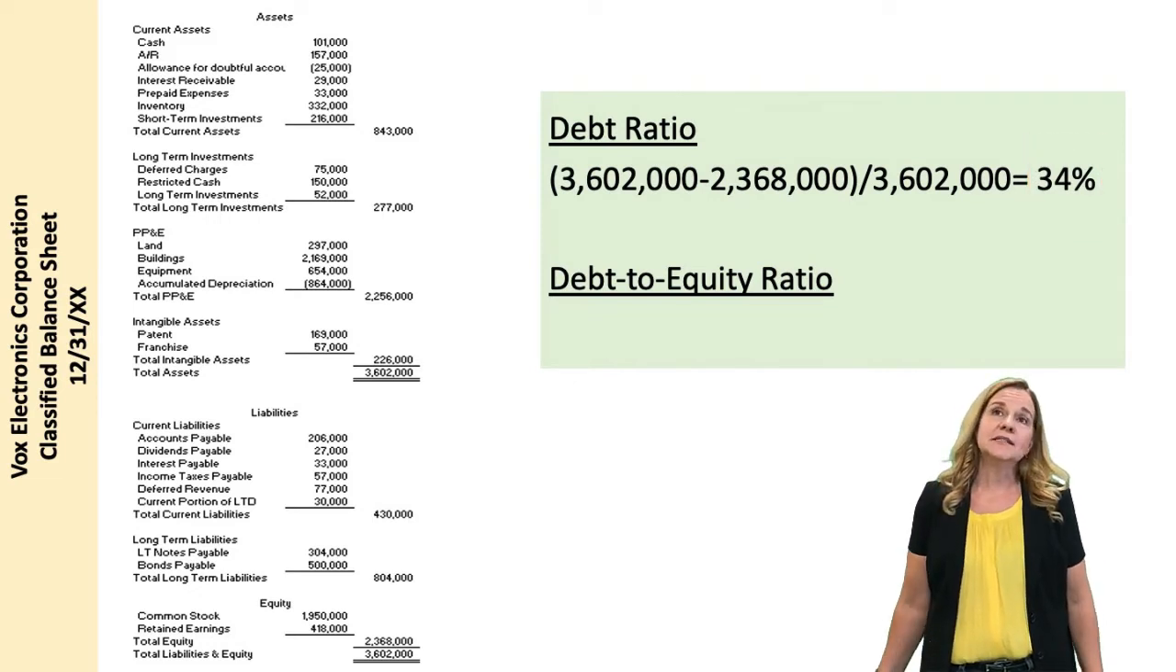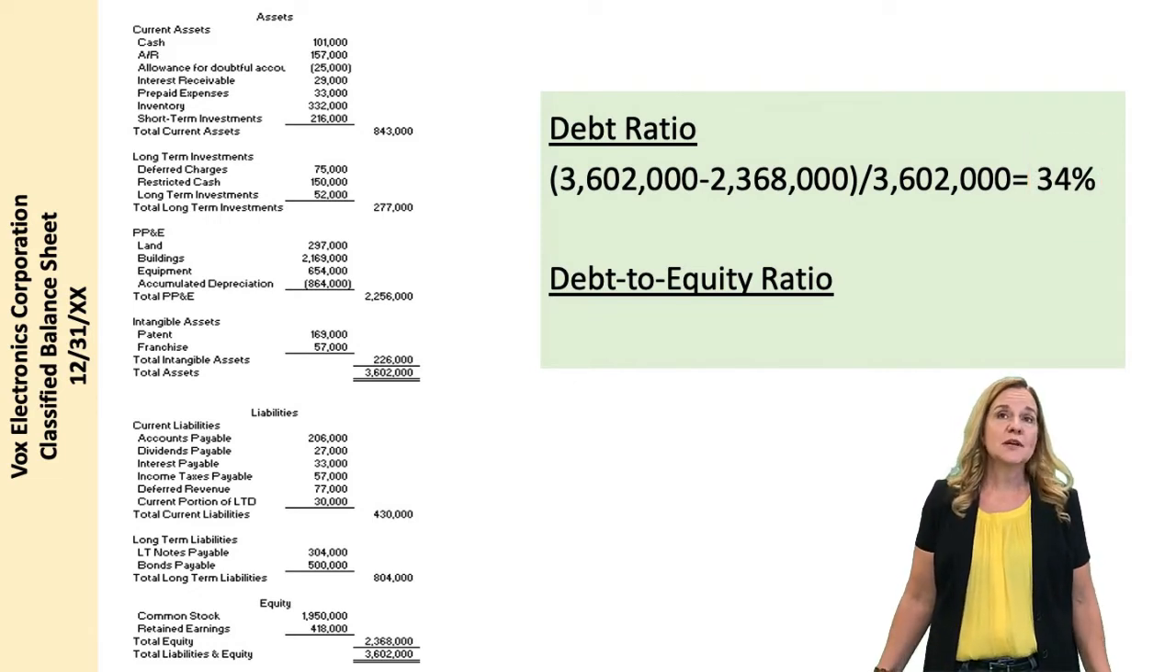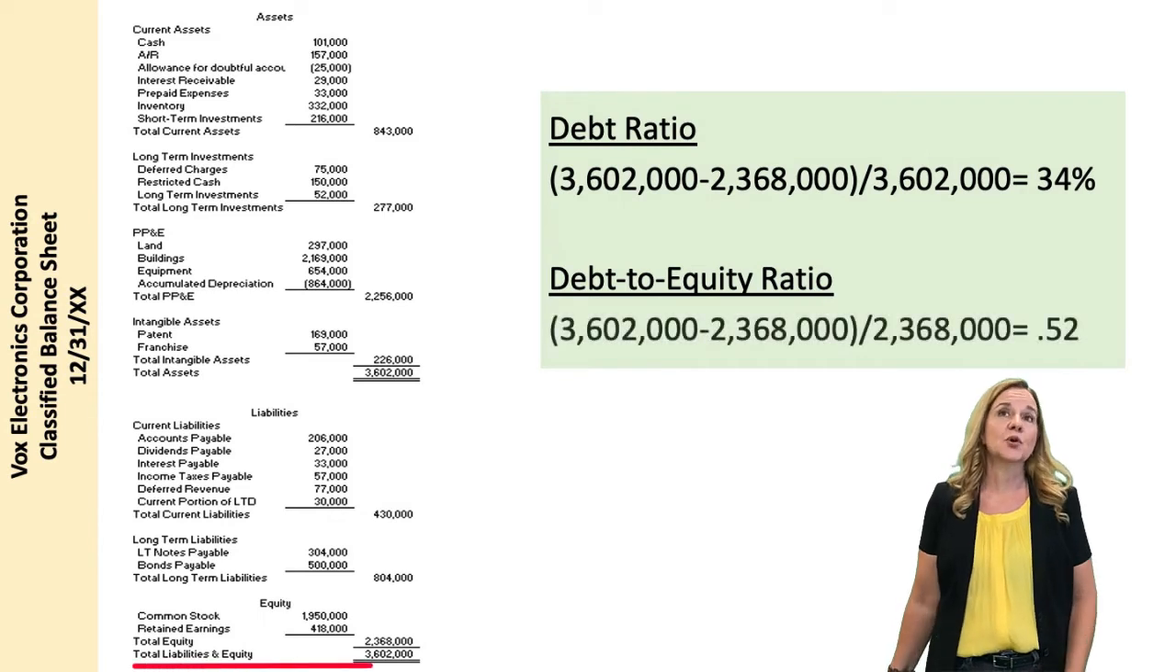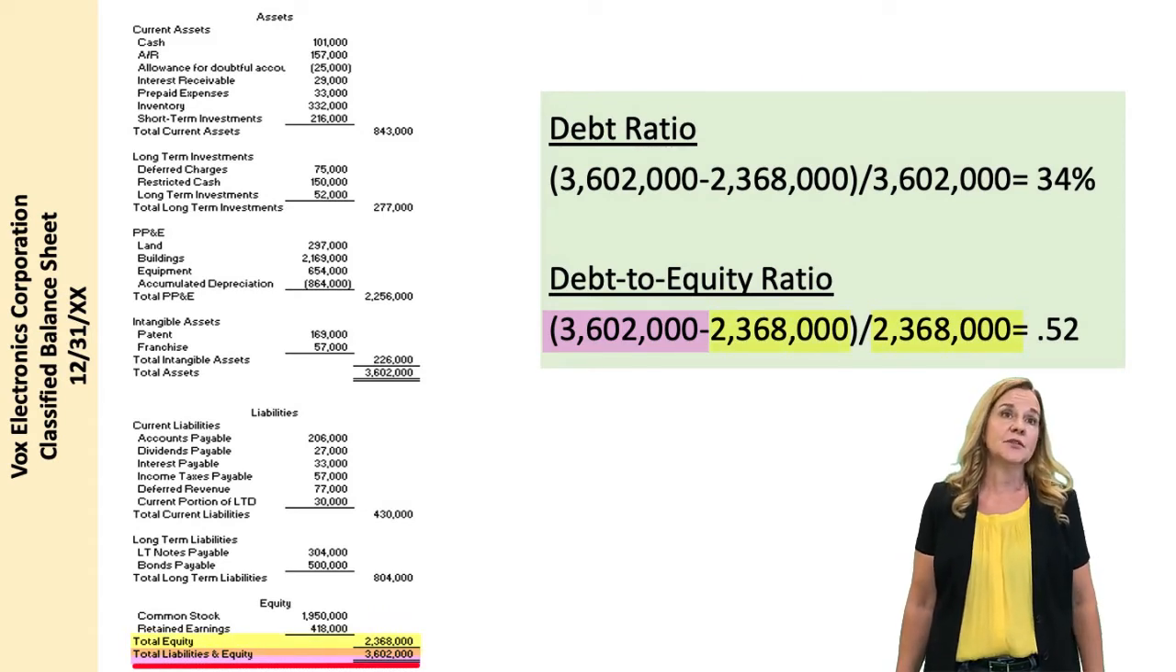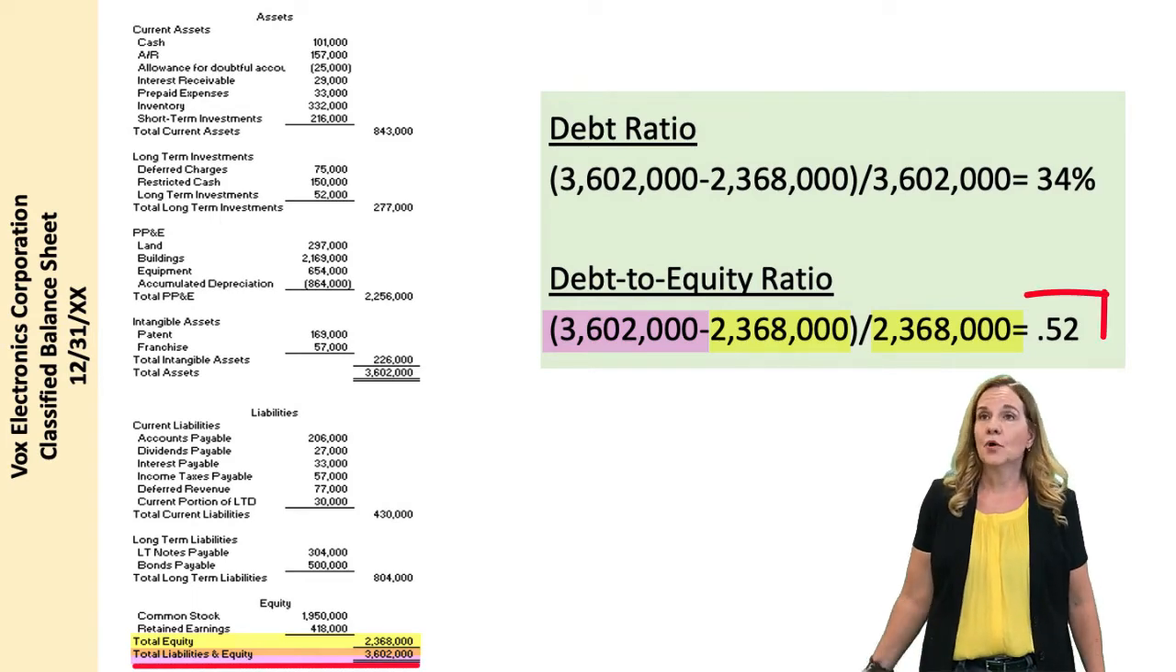The next one is the debt to equity ratio. This ratio, again, we're taking the total liabilities, and I've calculated the same as the debt ratio. And with this one, we're dividing it by the total equity, which is given on the balance sheet of the $2,368,000. And it comes to 0.52.